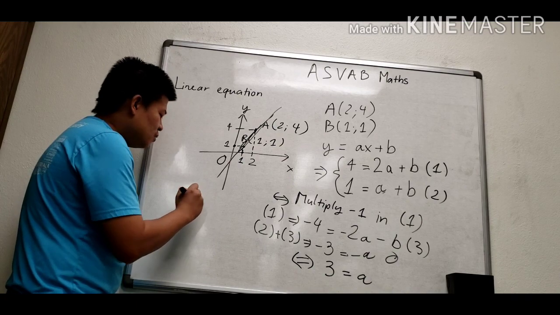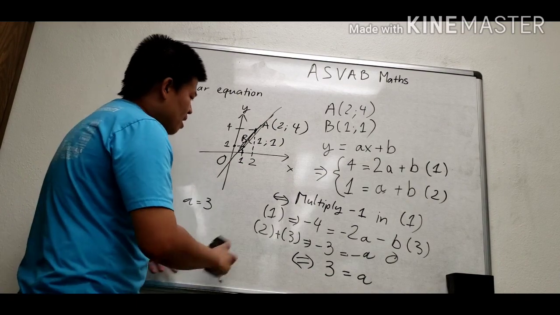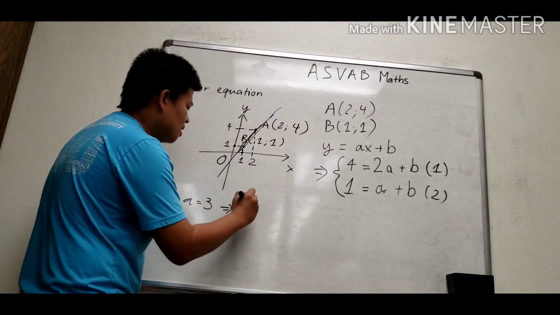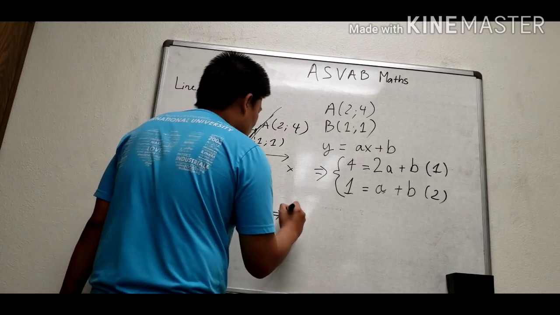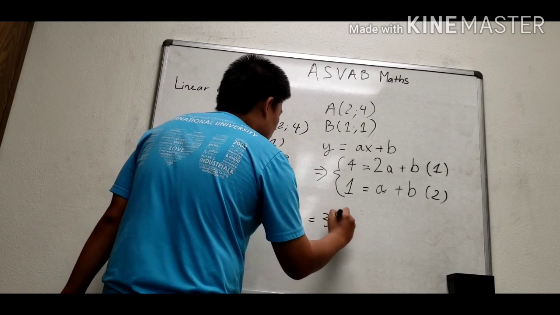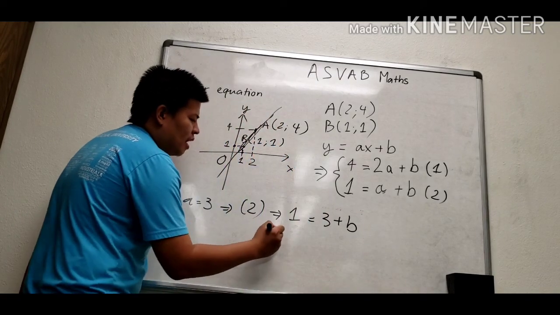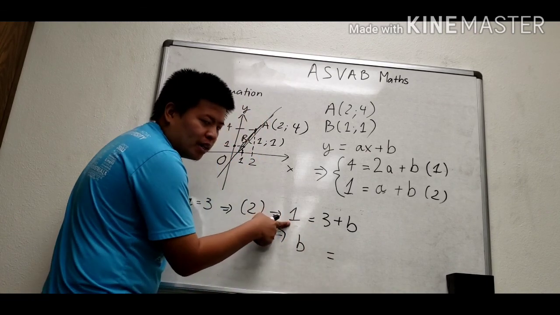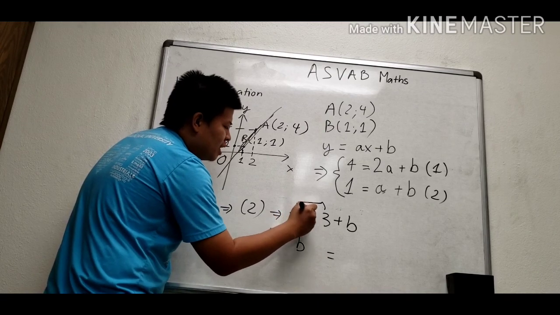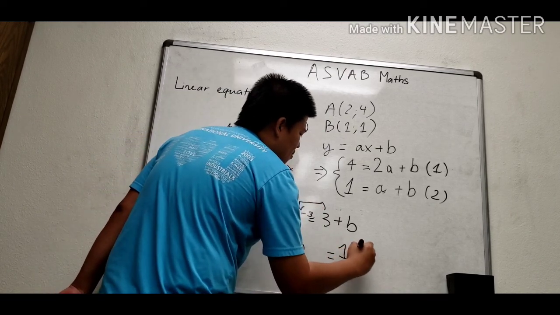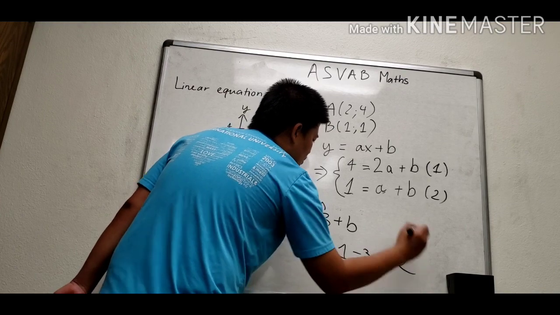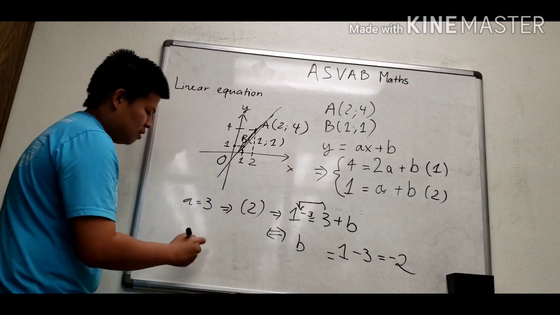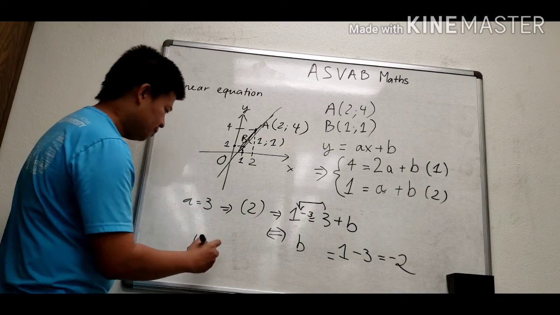After we calculate a is equal to 3, we can put them in the equation. For example, I will put in the equation number 2. So we have 1 equal to 3 plus b, and in here we have b equal to, we have number 1, we move number 3 in this side, then we change to minus 3. So we have 1 minus 3 equal to minus 2.